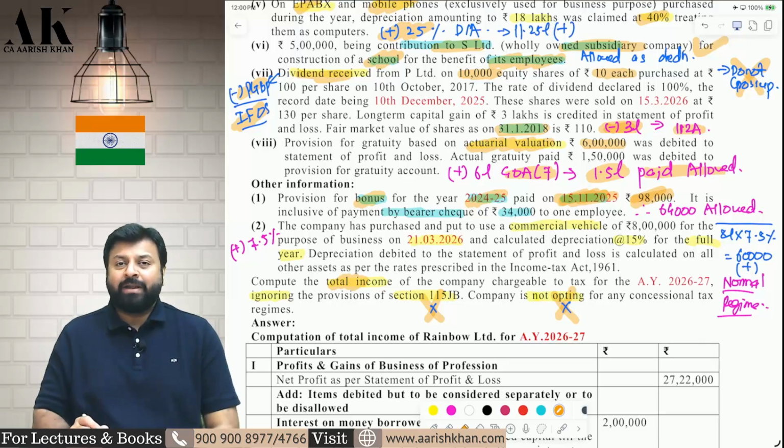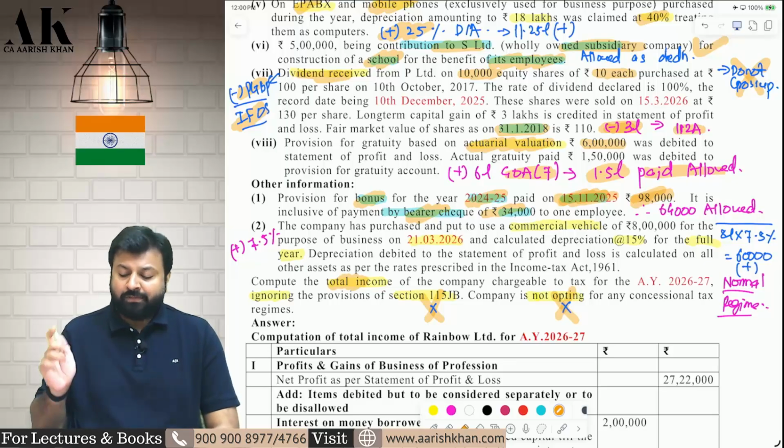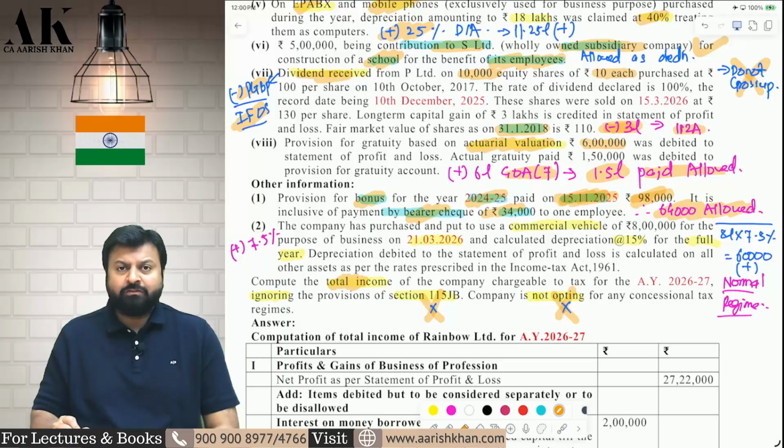But in that also you have made a mistake. You have paid 34,000 by bearer cheque. Therefore, I will not allow you the full 98,000. Out of 98,000, 34,000 will not be allowed. Therefore, only 64,000 will be allowed. For 34,000, you can write a note that this will not be allowed because it is paid by bearer cheque.